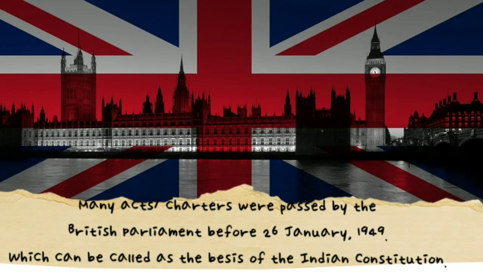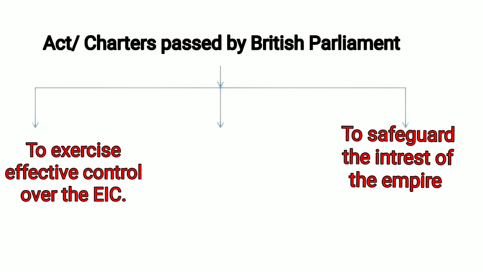So before 26 January 1949, many such acts and charters were passed by the British Parliament before the Constitution of India was created by the Constituent Assembly of India, which can be called the basis of the Indian Constitution. These acts or charters can be placed in the hierarchical development of the Indian Constitution. The acts or charters passed by the British Parliament can basically be divided into two parts.